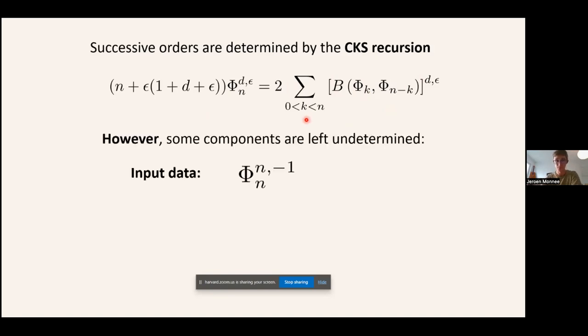However, there's one issue, because there are some components that are left undetermined. And that is because this prefactor here on the left-hand side might vanish, okay? And that happens precisely when the indices take this form. So this we will call input data because, well, right now we don't know what it is. It's not determined by anything. And in order to go through the recursion, we somehow need to specify what this is.